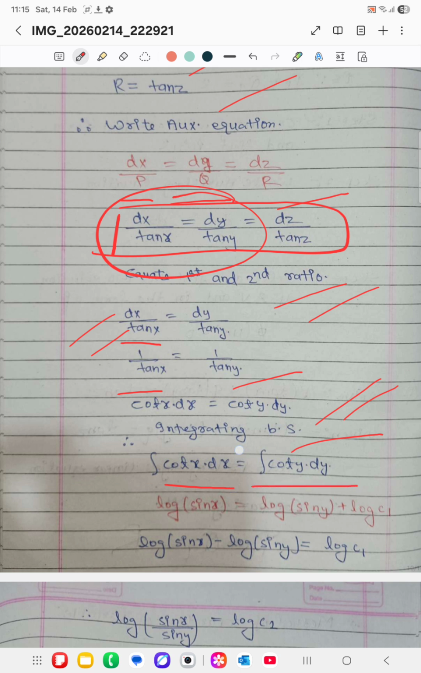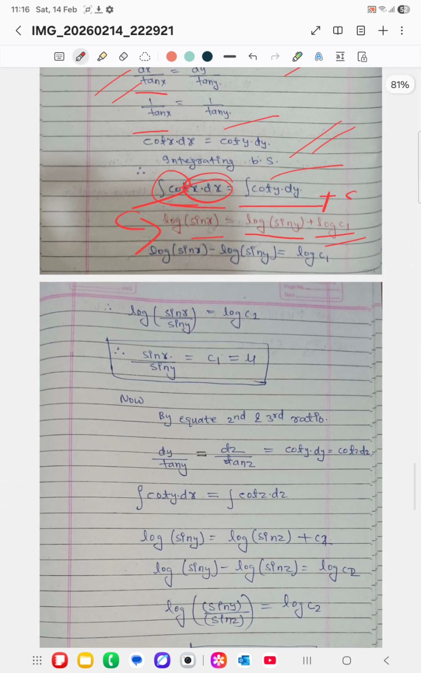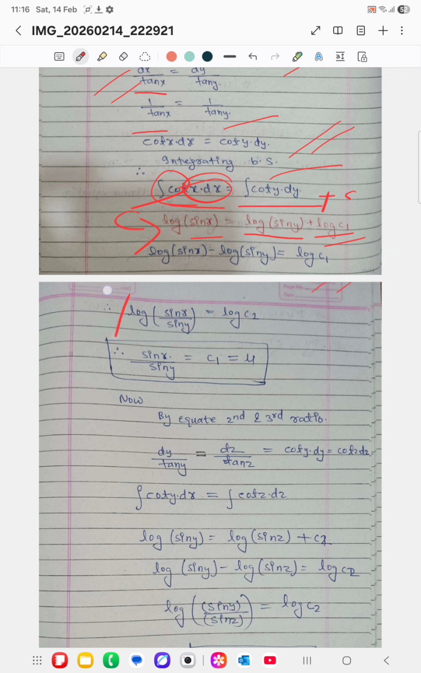So integrating cot x with respect to x, that will come as log of sin. Okay, log of sin x is equal to log of sin y plus the integration constant c, considered as log of c1. Okay, so from here by solving this we find log of sin x by sin y is equal to log c1, and from here sin x by sin y is equal to c1, and we consider this term as u.